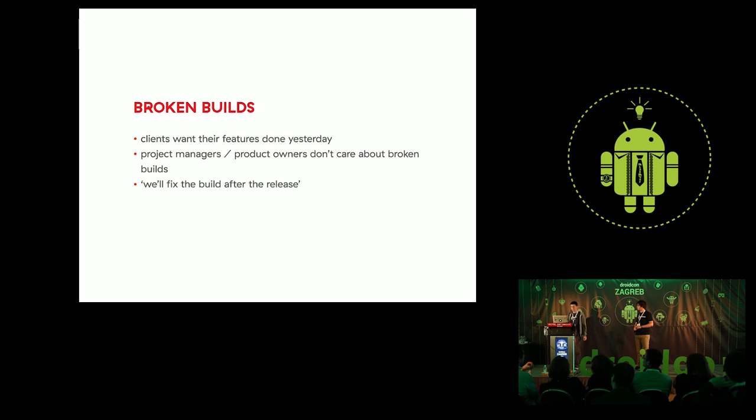And yeah, you get broken builds. And there are multiple reasons why they're not fixed. Basically, most stakeholders don't have a direct reason to have the build fixed. Like the client, he wants the features done, he doesn't care about your build. The project manager and the product owner also care about the client getting a good product, so they won't care about your broken builds. And they'll usually say something like, yeah, we'll fix the build after the release. You know, there will be time for that, just not right now.